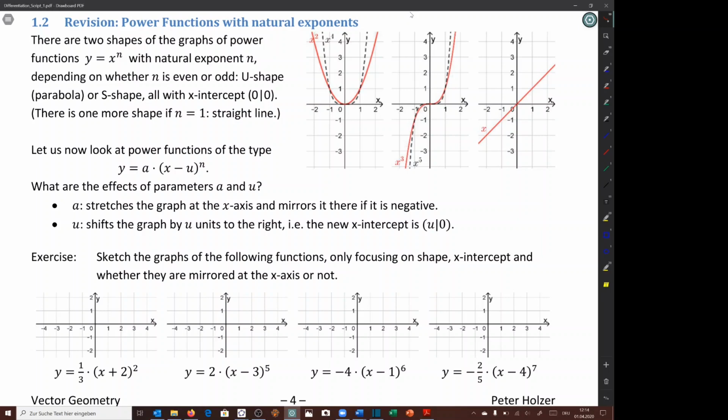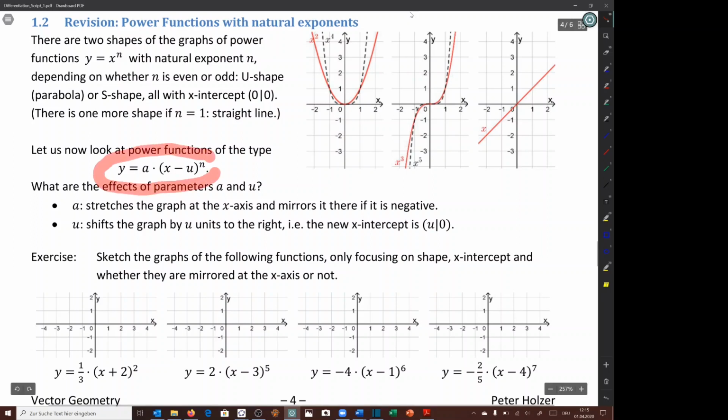In all three cases, we have the x-intercept at 0, at x equals 0, or we have a 0 at x equals 0. And when we look at the graph, here it just intersects the x-axis. Here it intersects the x-axis under an intersection angle of 0 degrees, so it's a moment horizontal, and here it just touches the x-axis.